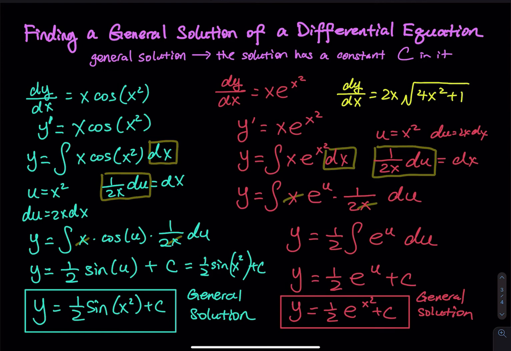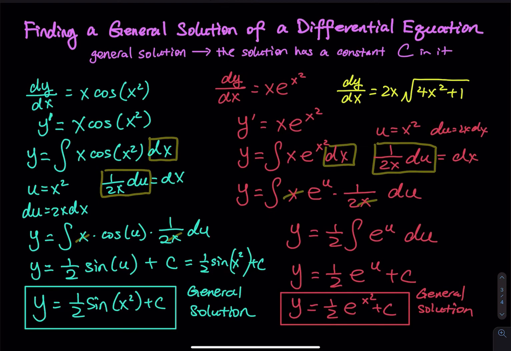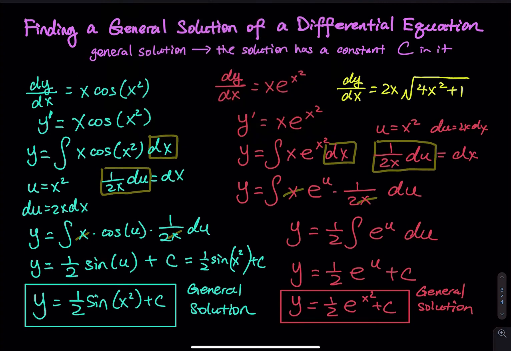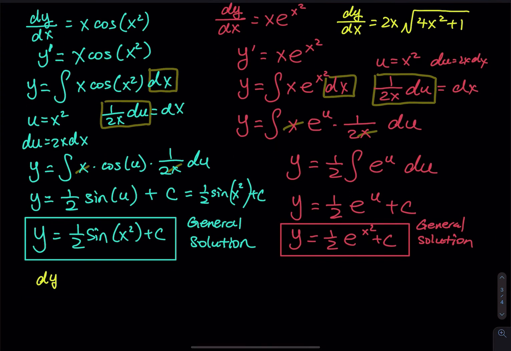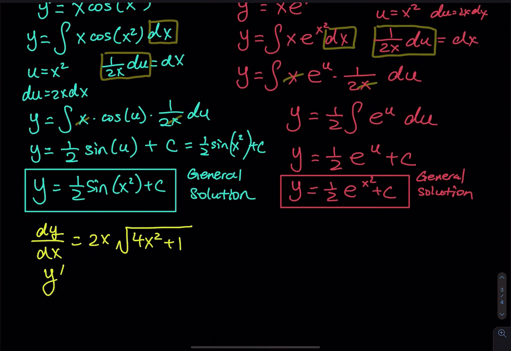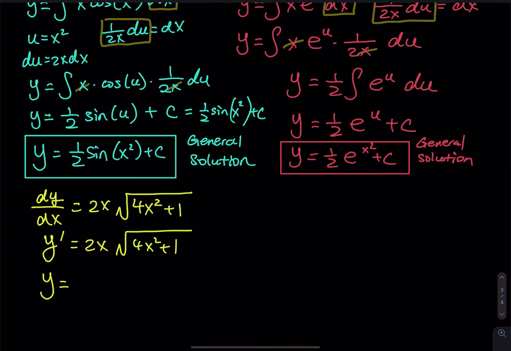We have one more, so we have the yellow one, 2x times the square root of 4x squared plus 1. Okay, let's do that. So I'm going to copy the problem for you. So we have dy/dx equals 2x times the square root of 4x squared plus 1, and then this one is y prime equals 2x times the square root of 4x squared plus 1. And then we have to find y by taking the integral of the right hand side. So the integral of 2x, the square root of 4x squared plus 1 dx.